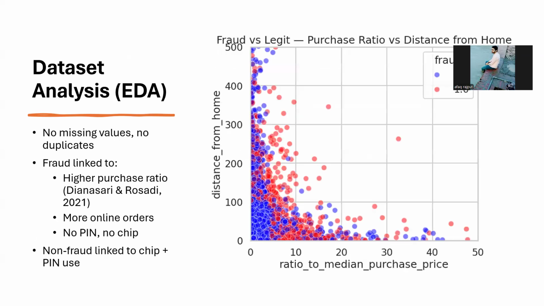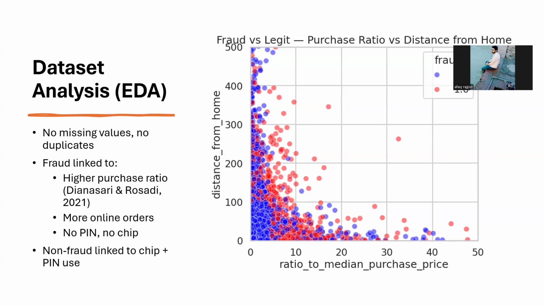The next slide is about dataset analysis, which is also called EDA. No missing values, no duplicates. Fraud is linked to higher purchase ratios, more online orders, no PIN, no chip. Non-fraud is linked to chip plus PIN use. Visuals: box plot, stacked bar chart.